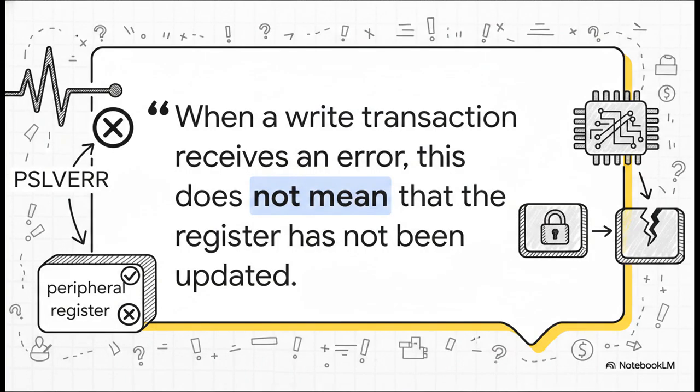And speaking of things going wrong, let's go back to that error signal, PSLVERR. It sounds simple, right? It just flags an error. But the spec has this super important warning. If a write transfer gets an error, you can't just assume the write didn't happen. That register you were trying to write to, it might have been updated anyway. This is a massive gotcha that hardware and software designers have to account for.